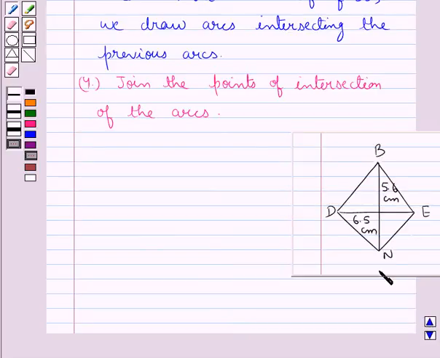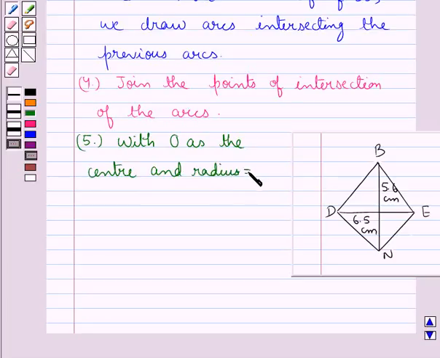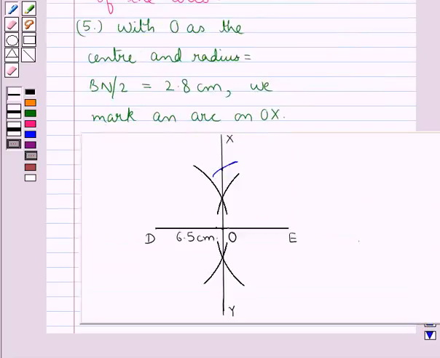Now we are given that BN is 5.6 centimeters. So now our next step would be to locate the points B and N. So now to locate the point B, what we do is, with O as the center and radius equal to BN upon 2, and that is equal to 2.8 centimeters, we mark an arc on OX. So we have made an arc of radius 2.8 centimeters on OX. Now let's mark this point as B.